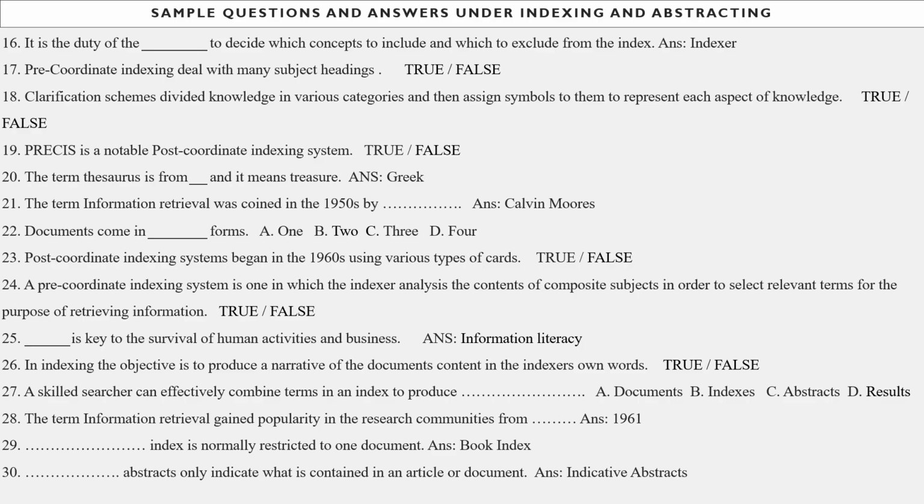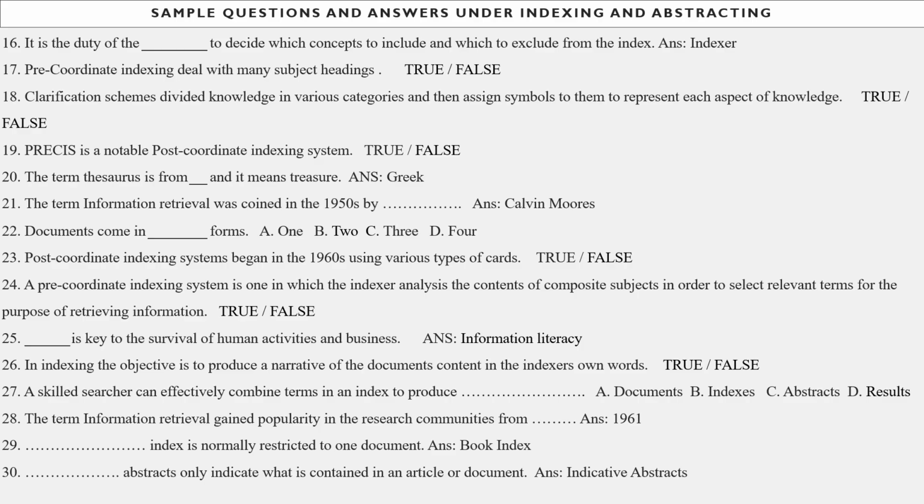And then question number 24, the answer is true. In the pre-coordinate indexing system, the indexer analyzes the content of a composite subject and selects the relevant terms ahead of time, so users can retrieve the right information more easily. So the answer there is true.